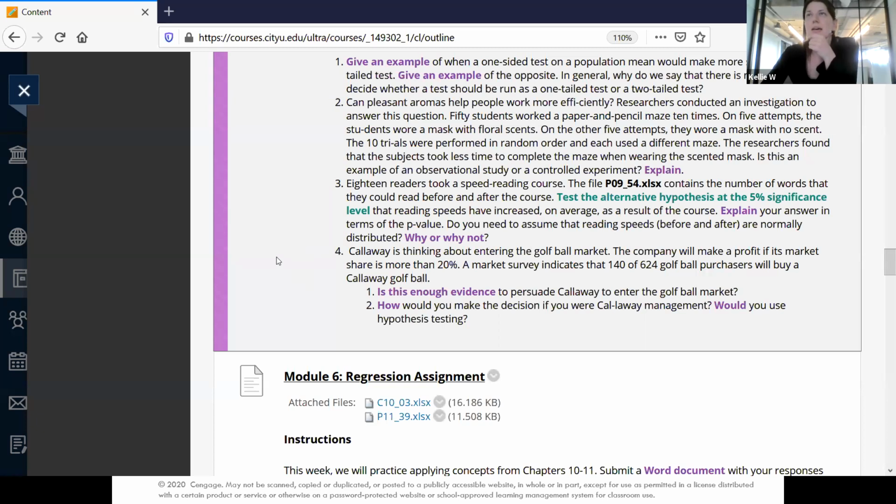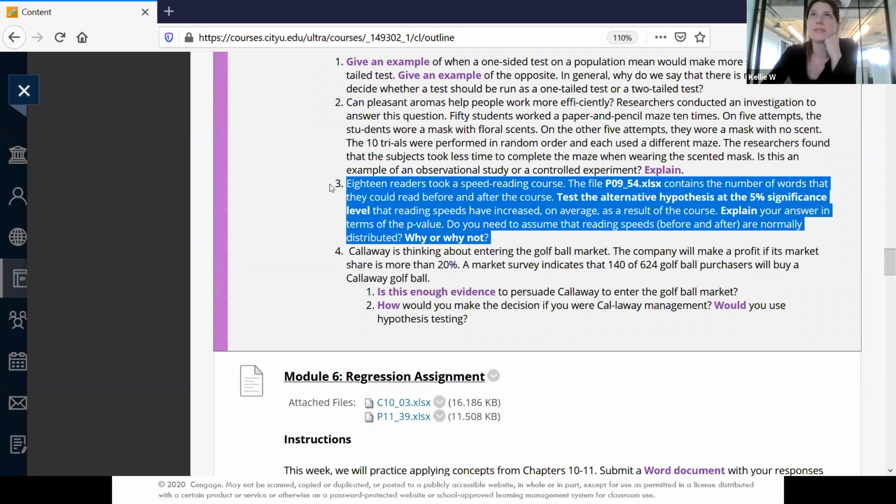So you'll use the template, plug in your information, and then you're just interpreting the p-value and trying to come up with an answer. It acts as if you were reporting out on this information. Maybe you are in charge of this course and you have to prove its value to your manager, so you're using this data to support that your speed readers are actually reading faster. So in this case, who wants to chime in? Is this a 1-tailed test or a 2-tailed test?